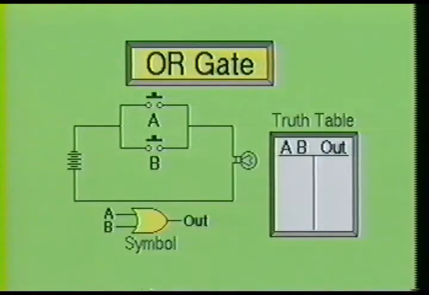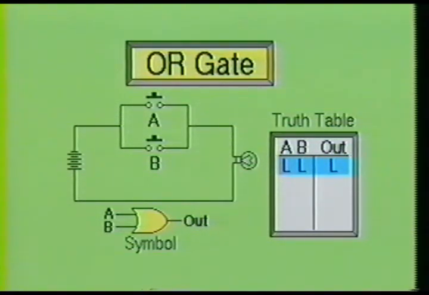Here we see the OR gate being represented by a simple circuit consisting of a battery, two switches, and a lamp. But this circuit is different from the one previously shown in that switches A and B are now in parallel. Also shown in this illustration is the symbol for the OR gate as well as the truth table. We will now examine this circuit to see how it works.